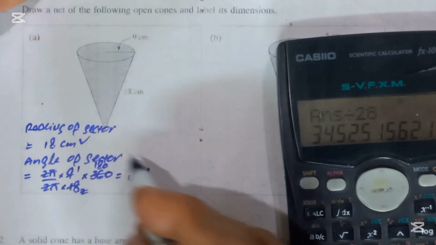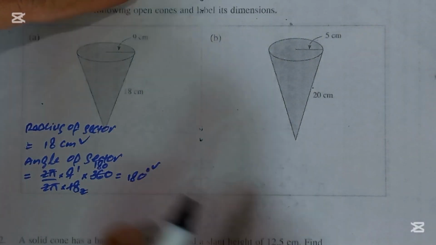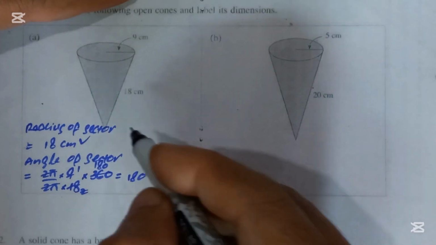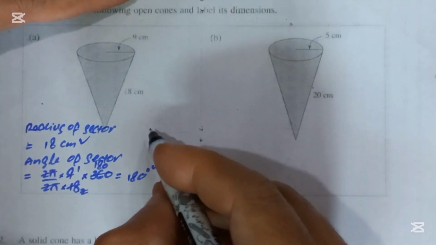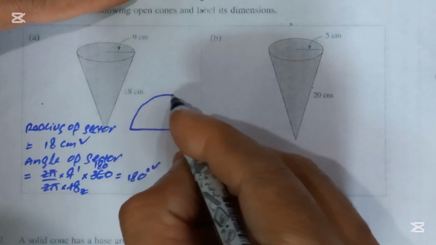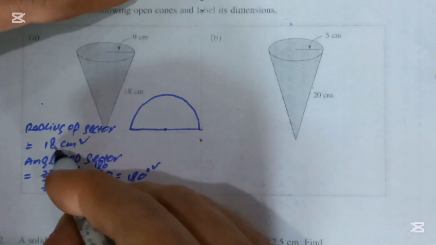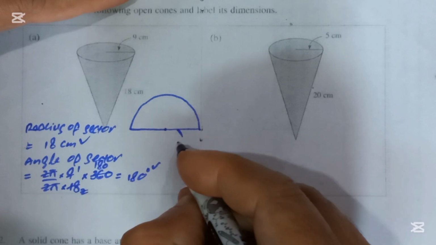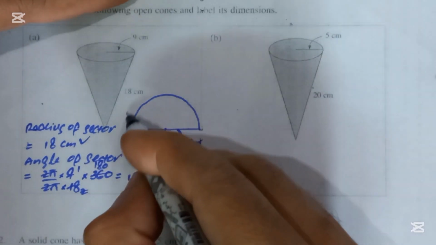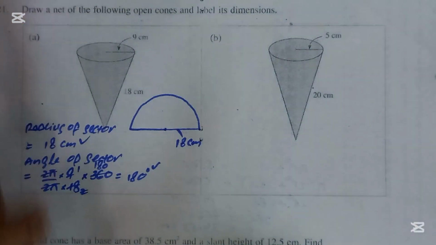So now use these two values to draw the net of this cone. Radius of the sector is 18 and angle of the sector is 180. So 180 means that half of the circle will be there, like this. And radius is given, that is 18 centimeters. So this is the radius, 18 centimeter, and 180 degree shows half of the circle is given. So this is the net of part A figure.